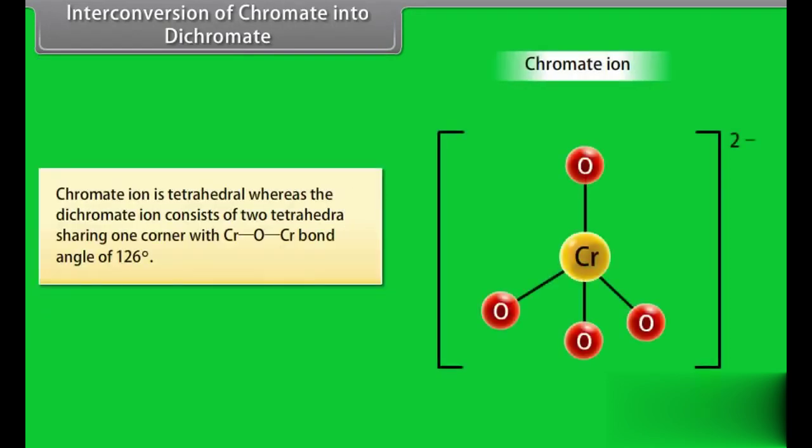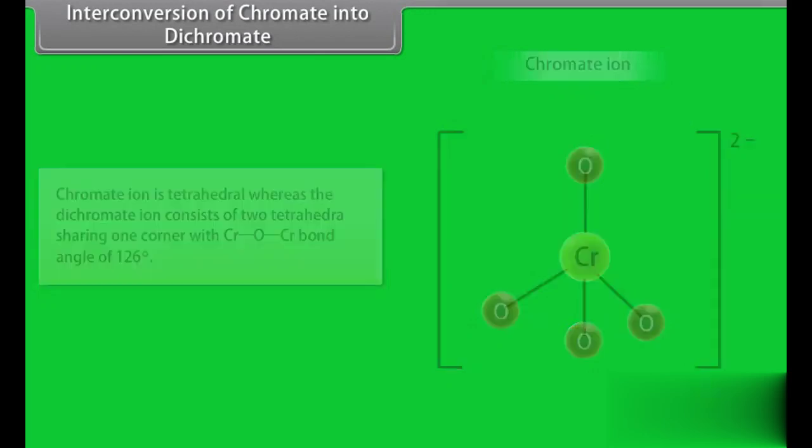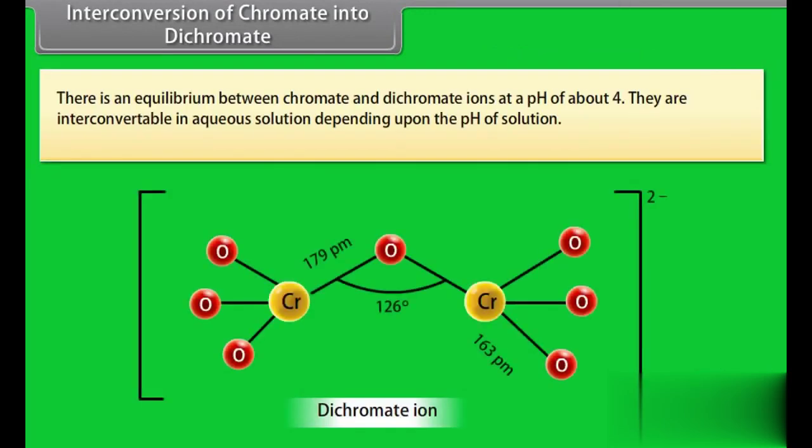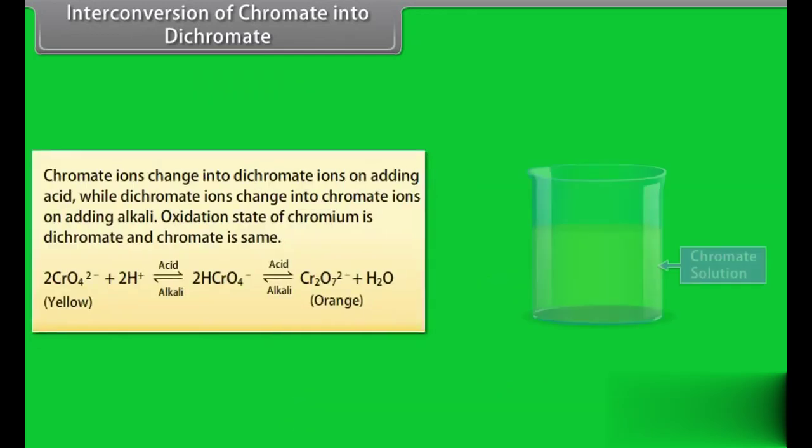Chromate ion is tetrahedral, whereas the dichromate ion consists of two tetrahedra sharing one corner with chromium-oxygen-chromium bond angle of 126 degree. There is an equilibrium between chromate and dichromate ions at a pH of about 4. They are interconvertible in aqueous solution depending upon the pH of solution. Chromate ions change into dichromate ions on adding acid, while dichromate ions change into chromate ions on adding alkali. Oxidation state of chromium in dichromate and chromate is same.